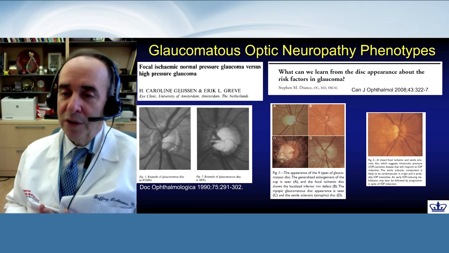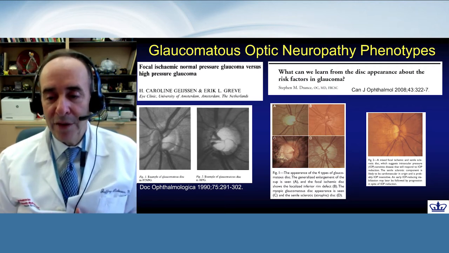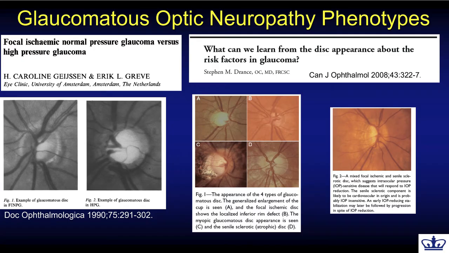On the right part of the screen is work by Dr. Spaeth, looking at the four major types of disc change: focal ischemic change, myopic change, senile sclerotic change, and just a general atrophic disc. Of course, none of these occurs by themselves, and many of the discs that we see have this mixed type of appearance.